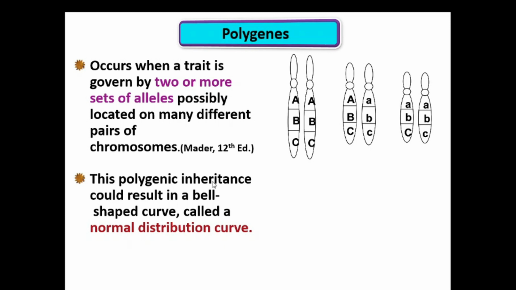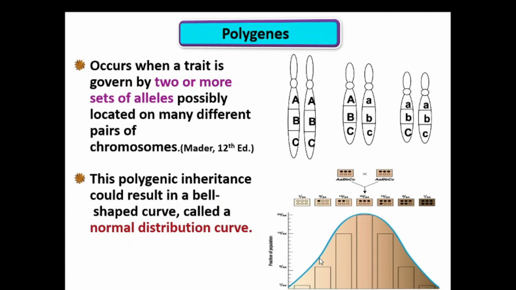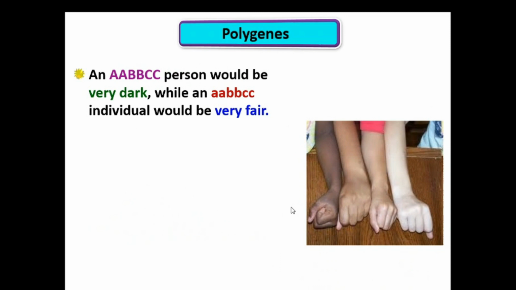So this polygenic inheritance could result in a bell-shaped curve, also known as the normal distribution curve. You can see here, this is an example of skin color, which gives the result of a normal distribution curve, a bell-shaped curve. In detail for the polygenes here, a big A, big B, big C person would be very dark, and in opposite, a person with small a, small b, small c genotype would be very fair.